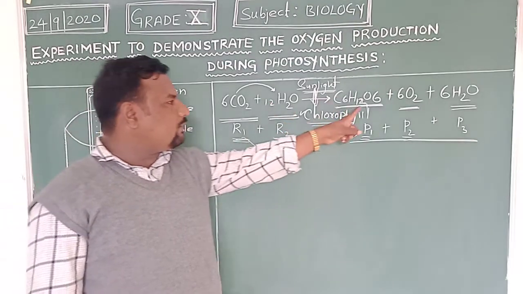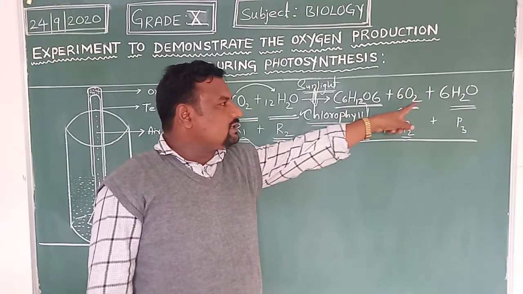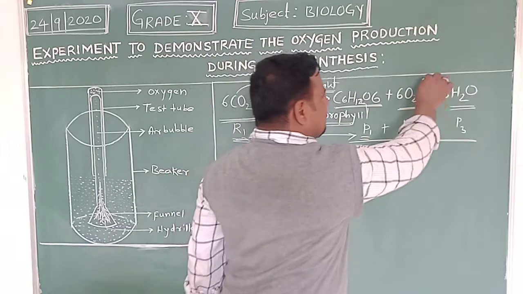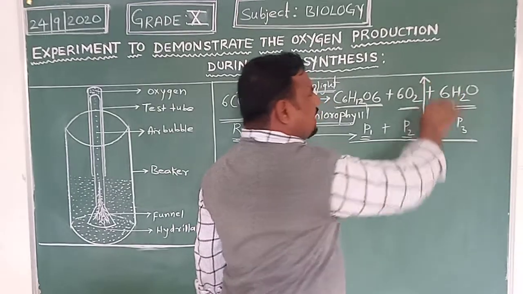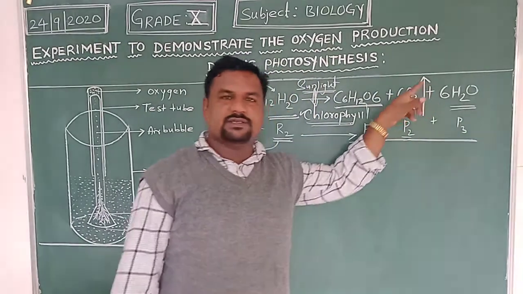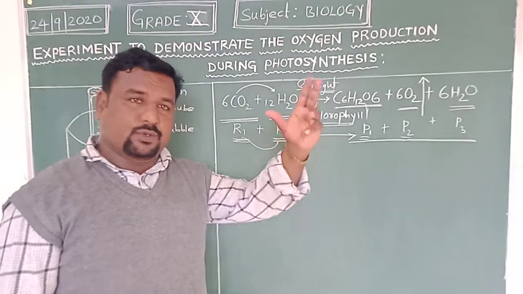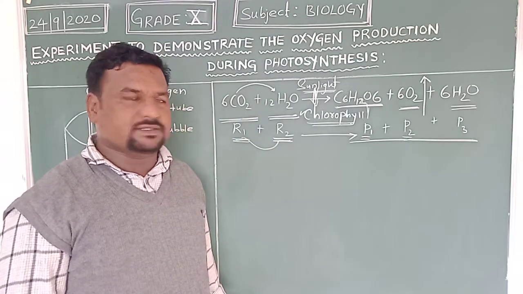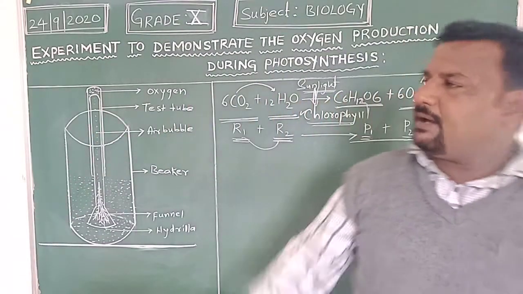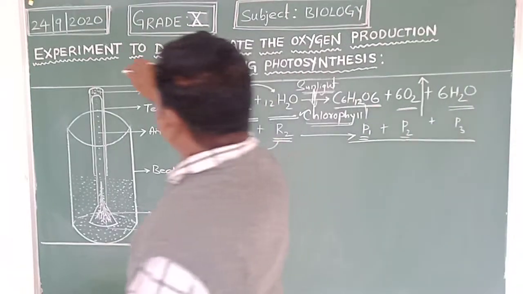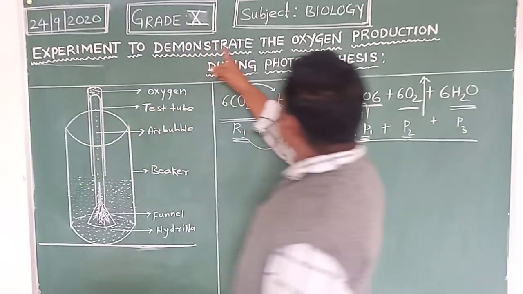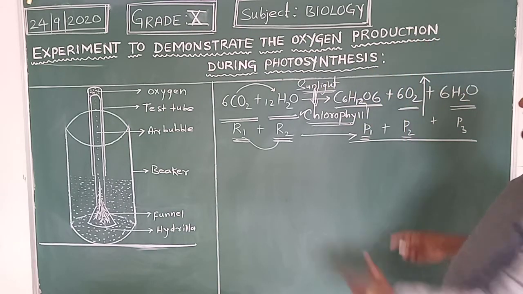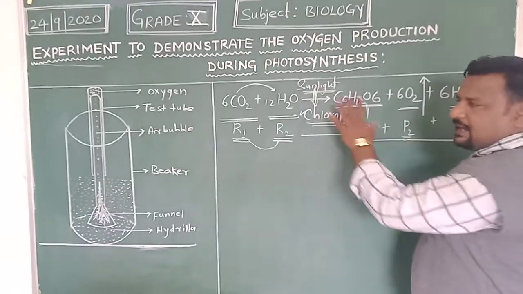In addition to the carbohydrate, glucose, what else is shown? 6 oxygen is also liberated, given out. You can put an upward arrow in front of this oxygen molecule. That denotes that oxygen is evolved, oxygen is liberated during the photosynthesis process in the green plant. So here our experiment, the title of this activity, is the experiment to demonstrate oxygen production during photosynthesis. This happens in a green plant in presence of sunlight in chlorophyll.